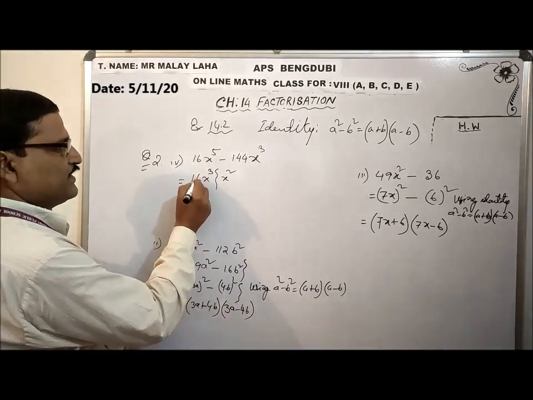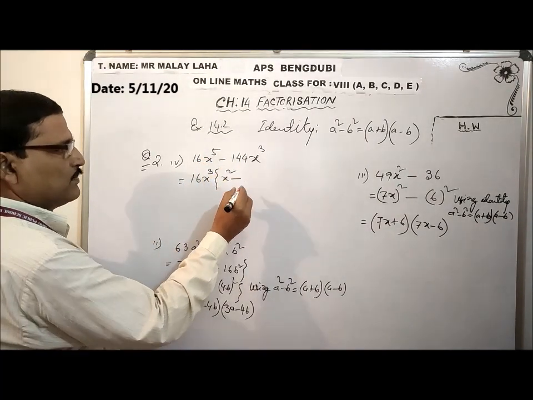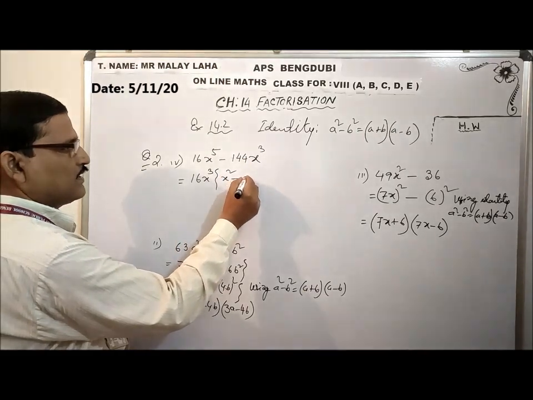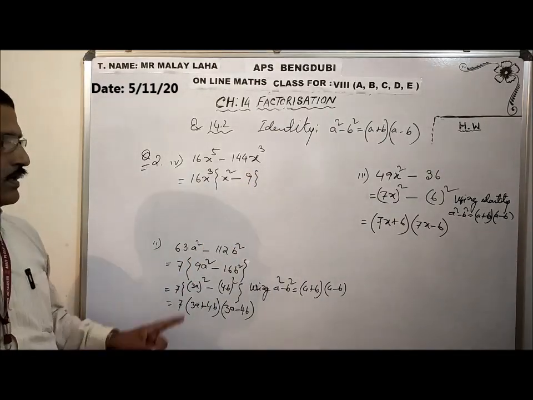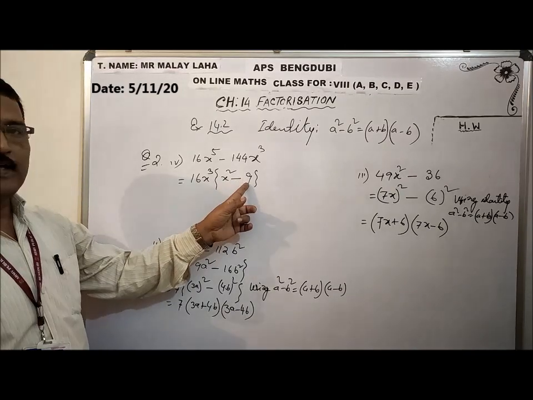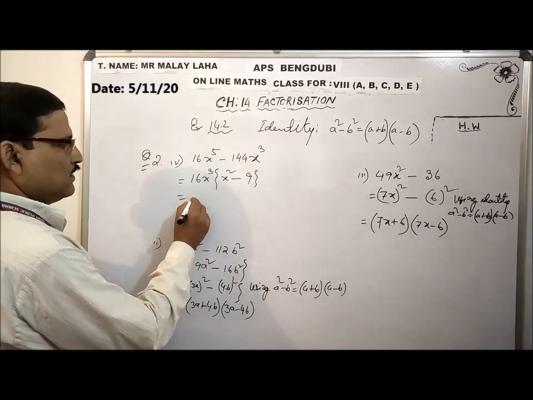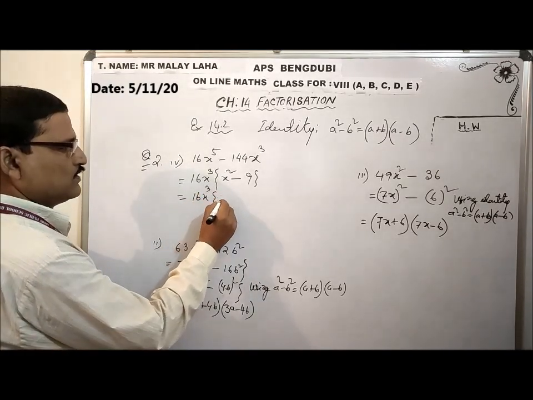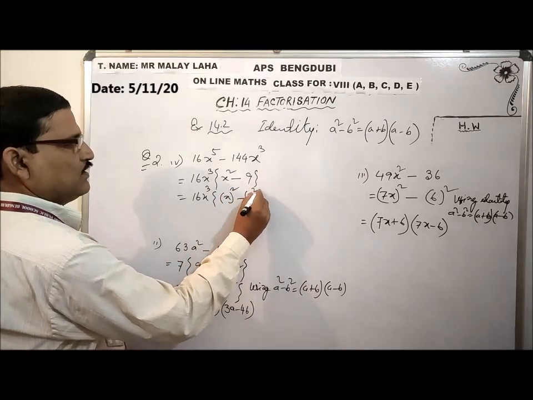If I take 16x cube common from this term, and again 16x cube common, dividing 144 by 16, it is coming 9. X cube is out. The number gets reduced. Now x square can be written as x whole square, and 9 can be written as 3 whole square. So 16x cube is already one factor. Now this one can be written as x square and this one as 3 whole square.